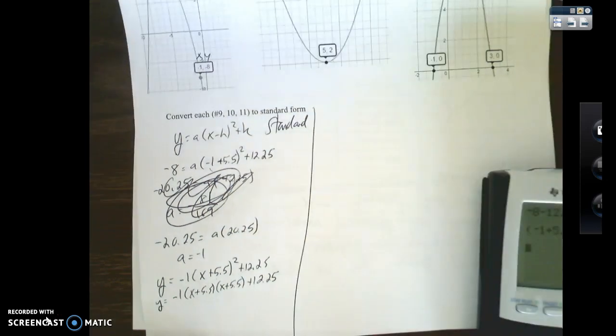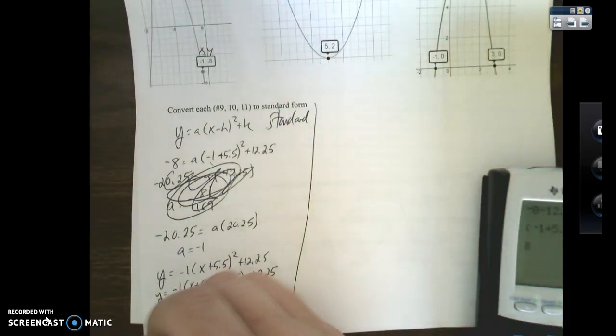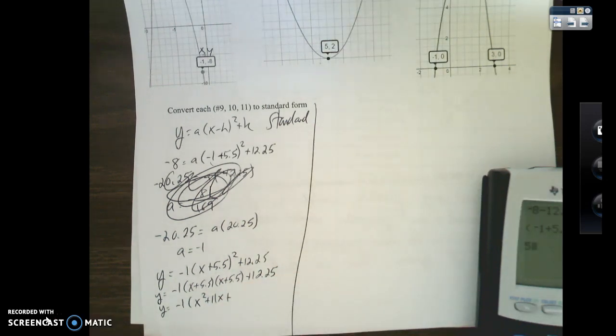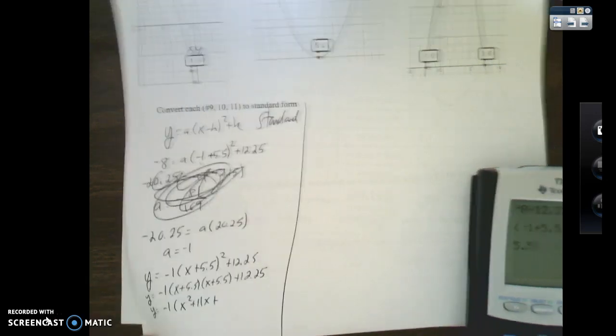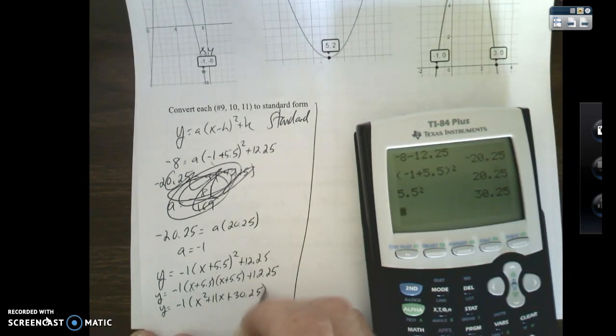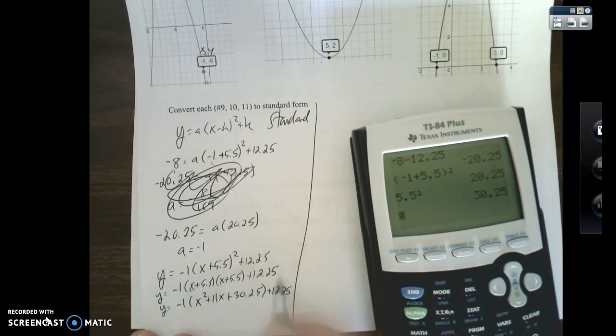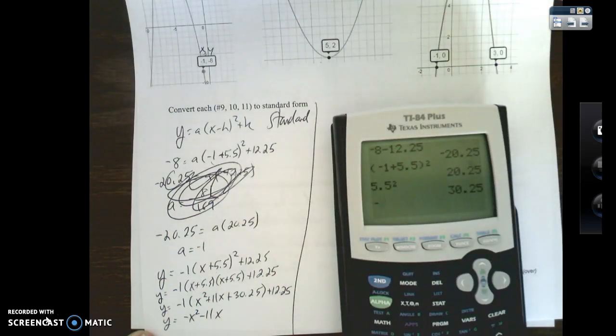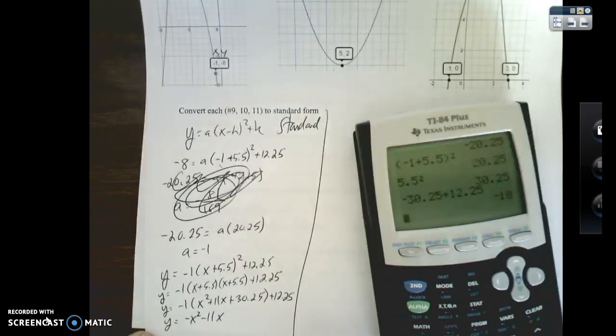I'm going to then go ahead and FOIL this out. So I get y equals negative 1 times x squared, 5.5x plus 5.5x is 11x, and then 5.5 squared is 30.25. And lastly, if I distribute this negative sign across, I get y equals negative x squared minus 11x minus 30.25, but I have to add the 12.25 to it, so then negative 18.